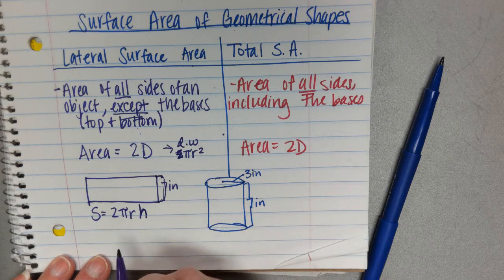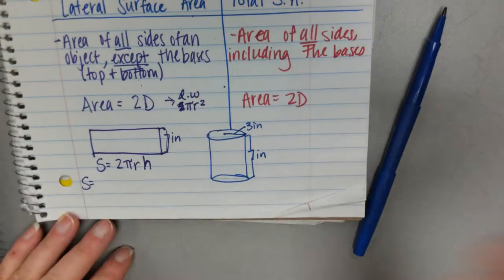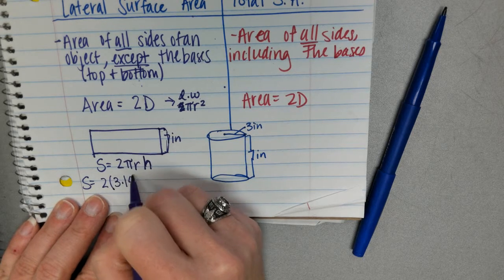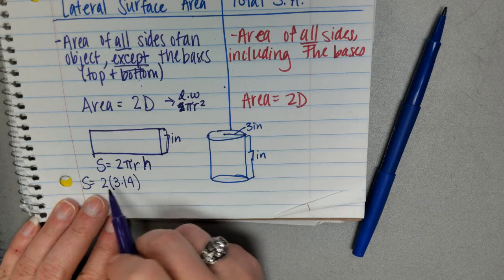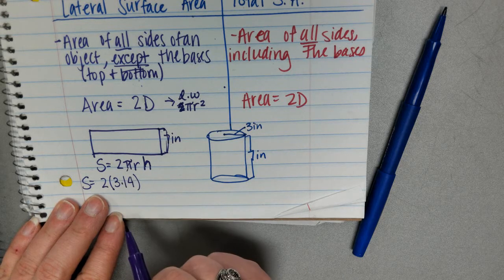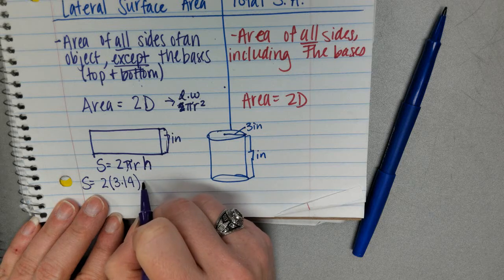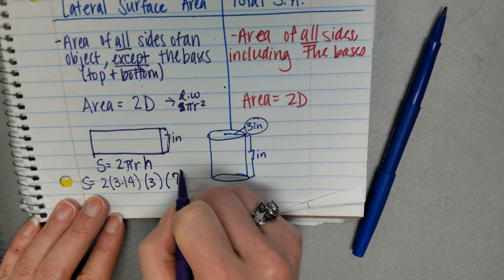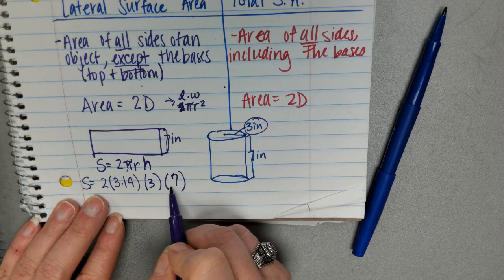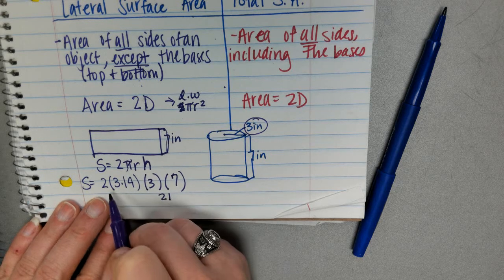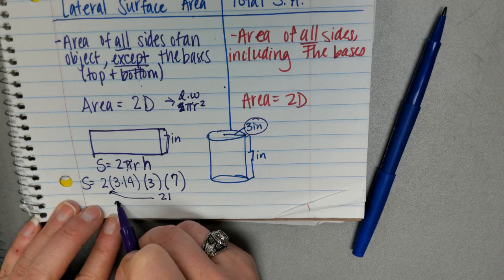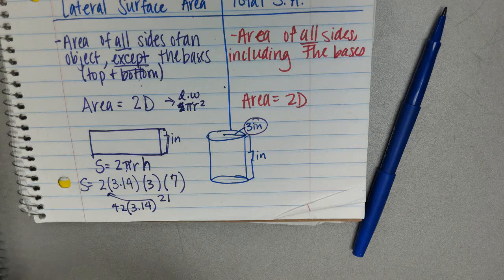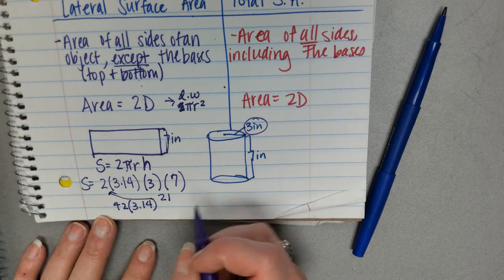Alright, so on this example, we don't need to use calculators here because this is something you could see on your STAR test. 2 times pi, we're going to use 3.14 as the pi, times the radius, which is 3, times the height, which is 7. So 3 times 7 is 21, times 2 is 42. So 42 times 3.14. Remember, with multiplication, it doesn't matter what order you multiply them in. You could do it any way and you would get the same answer.